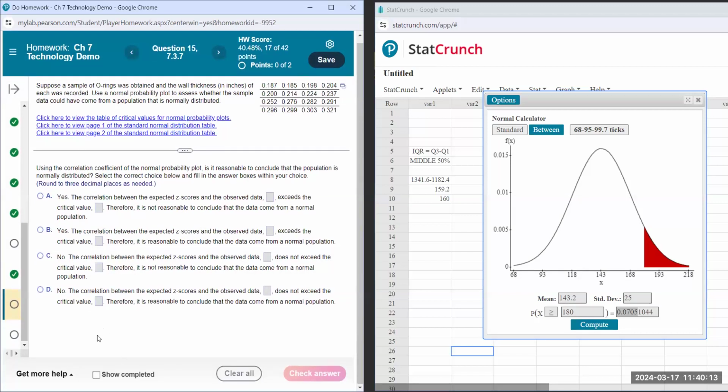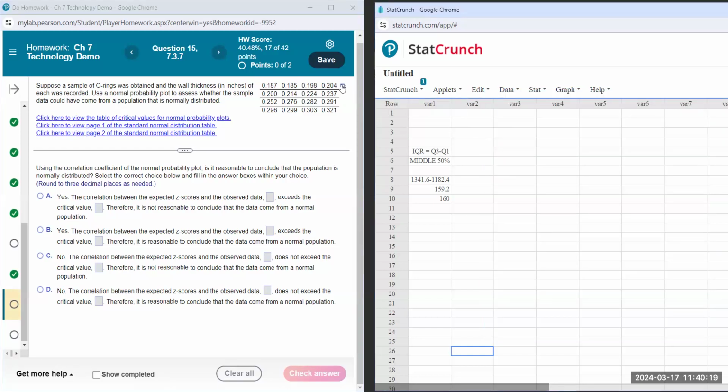We're almost there. This was a long one. Okay, let me close this because we're going to have a new one. Let me open this in StatCrunch and make sure to share that with you.